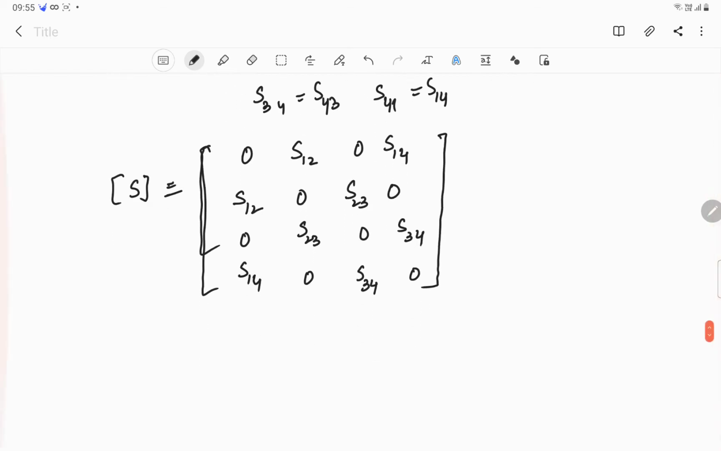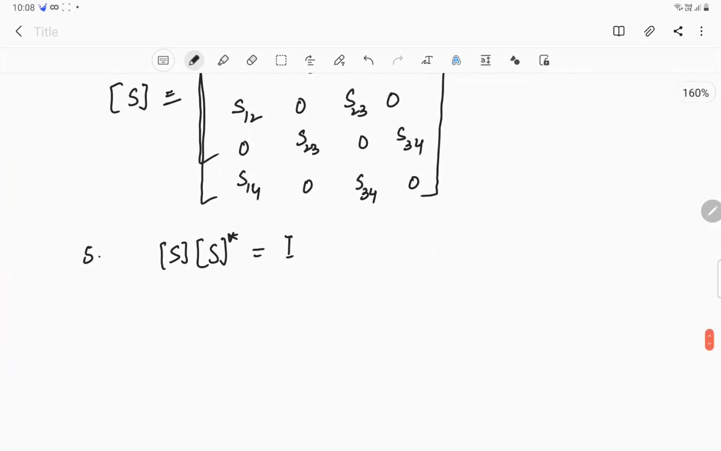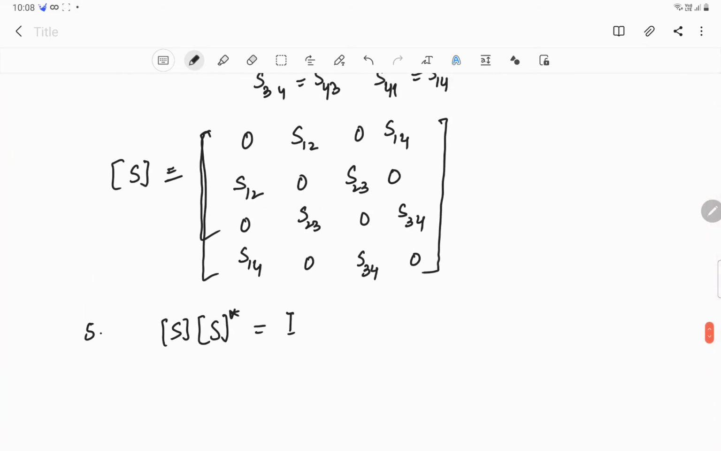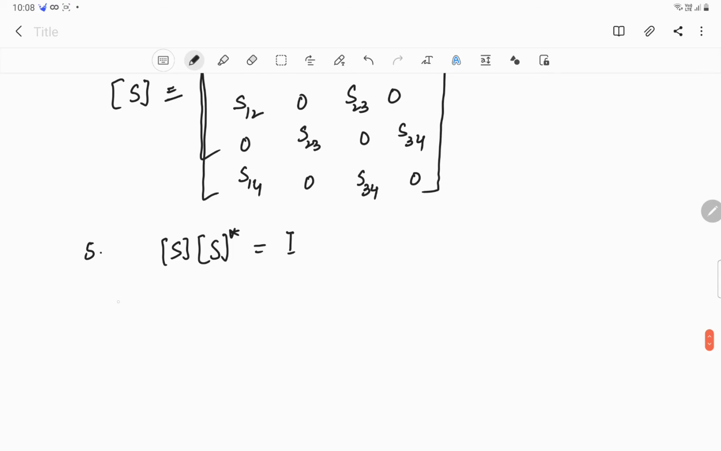So I have 4 unknowns here. I need at least 4 independent equations. So now, we know this is a lossless network, and for a lossless network, S into S conjugate is a unit matrix. So let me write S; this is our S, and its S conjugate would be that we have to replace these elements by their complex conjugates.